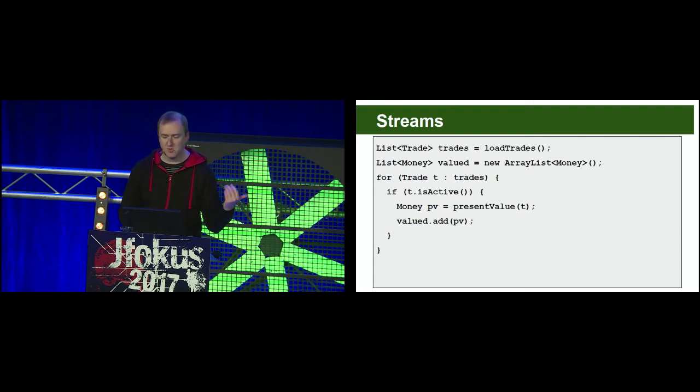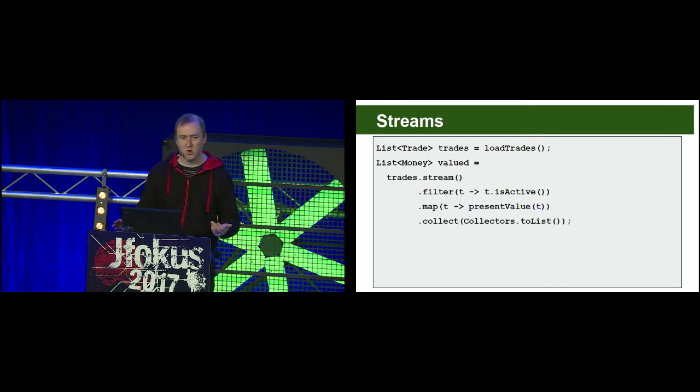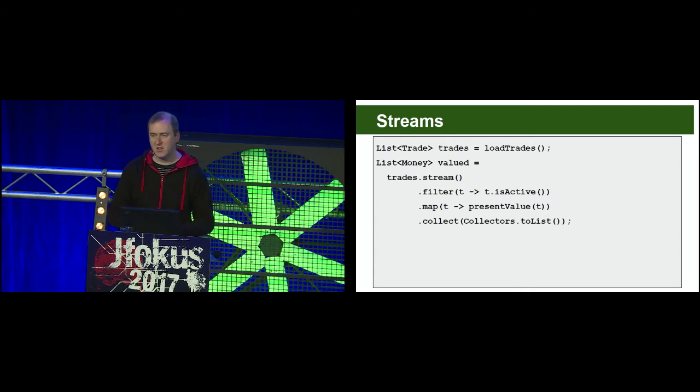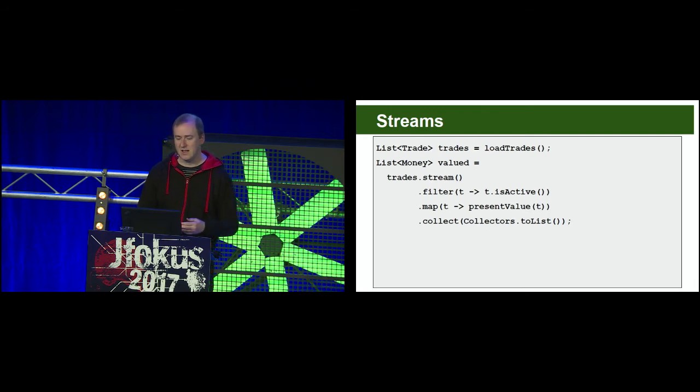Here's our example. We're loading some trades. We're creating an ArrayList to capture valued trades. And we're basically going through all the trades and saying, if they're active, calculate their value, and add them to the list. But ultimately, those are the interesting bits in that code. So can we express that more succinctly? And this is what streams allow us to do. So our if statement becomes a filter, and our conversion, where we're doing that present value step, we can map, and then we just collect it into another list. And this is great, particularly if you're transforming one list into another list. That's a great use case for streams.